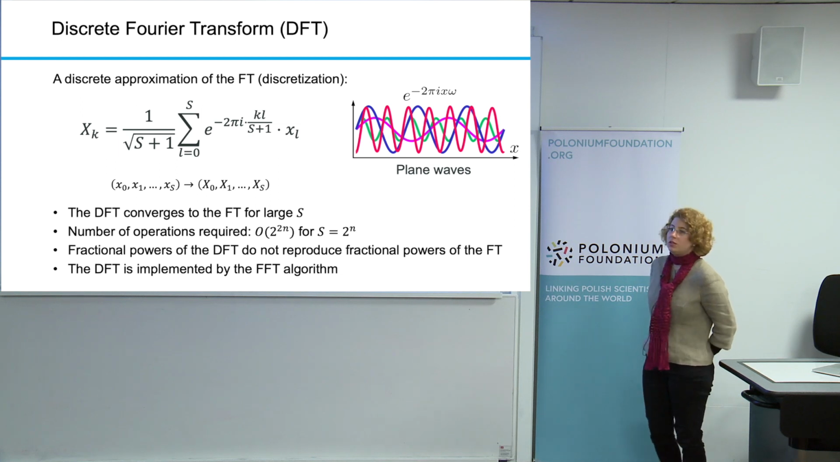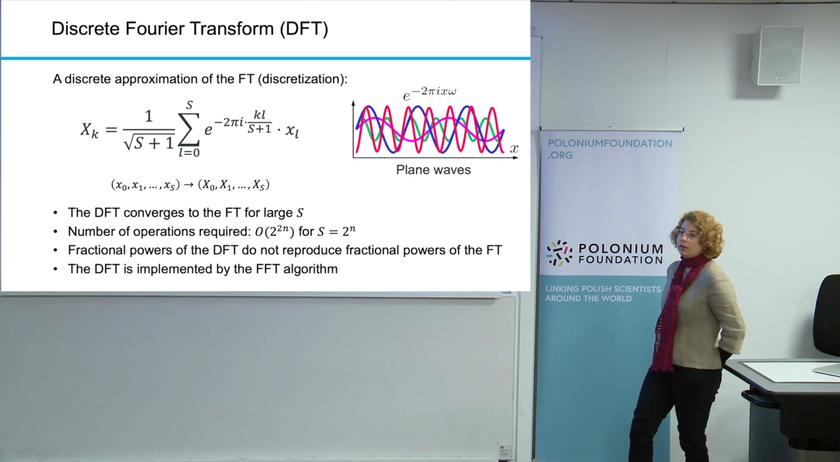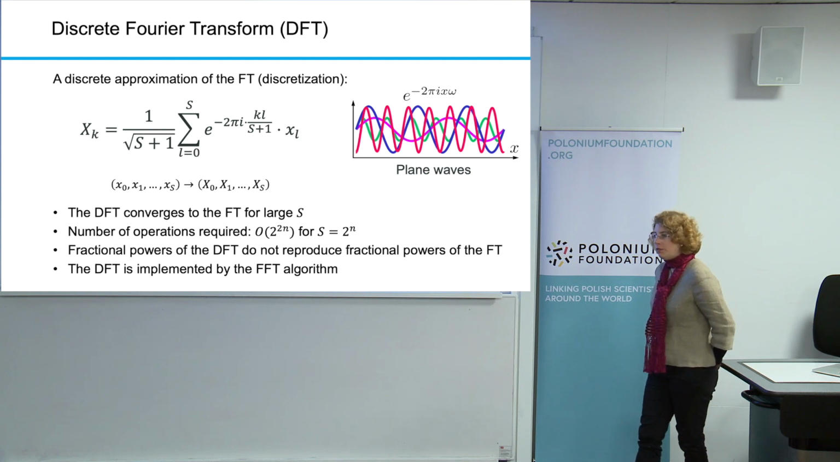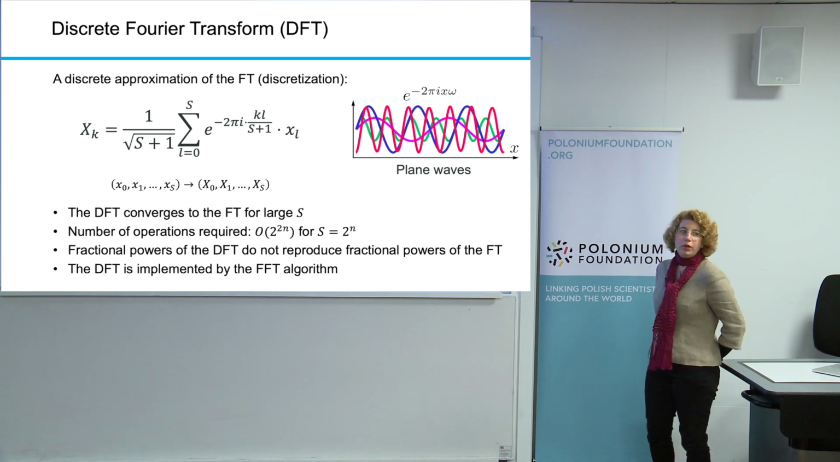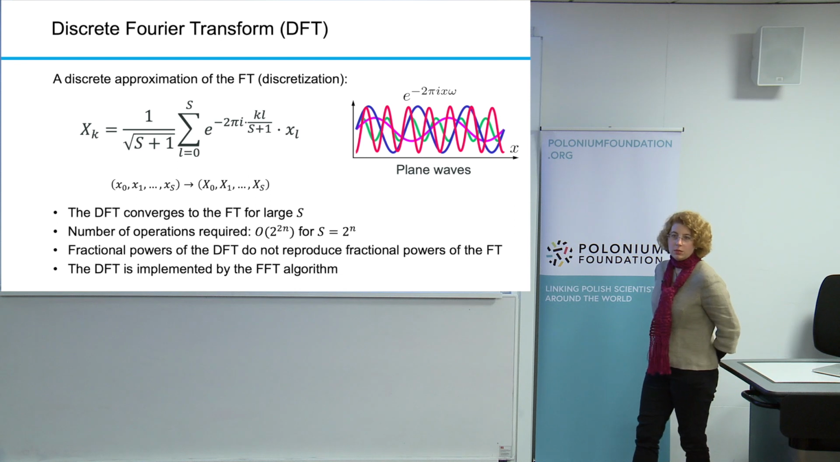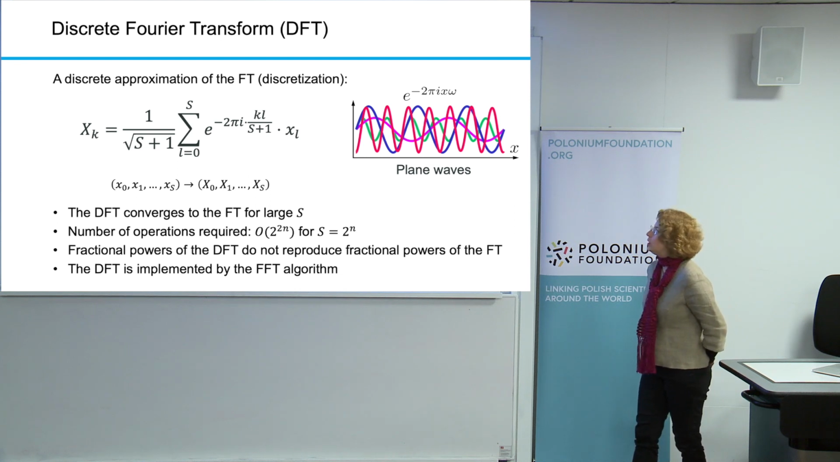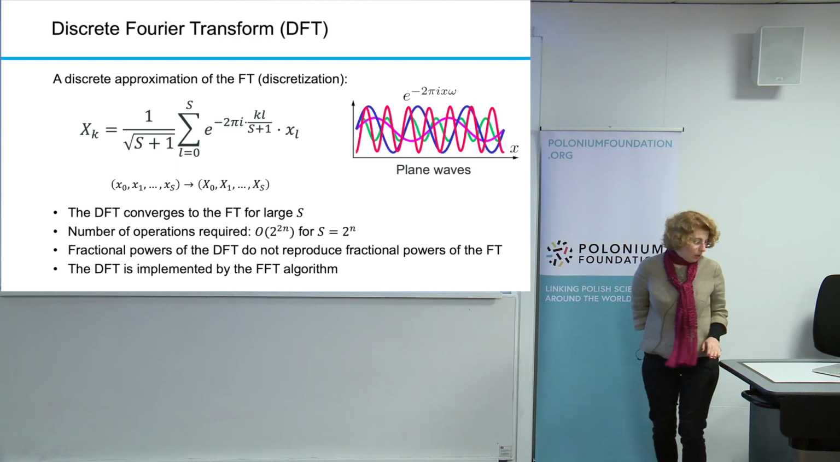Of course, the discrete Fourier transform converges to the Fourier transform if we take a large number of points and we create a dense sequence out of it. But another limitation that we face using this formula is that if we wanted to compute a fractional Fourier transform, which I will explain in a second, we will not be able to do this using discrete Fourier transform.